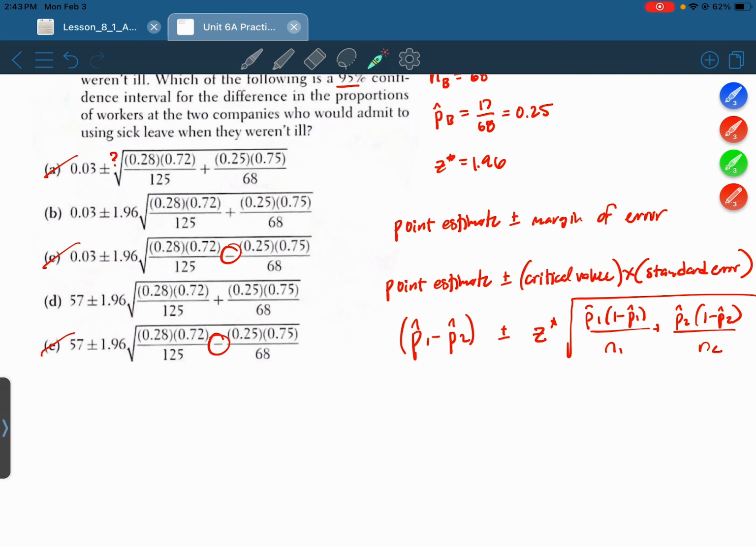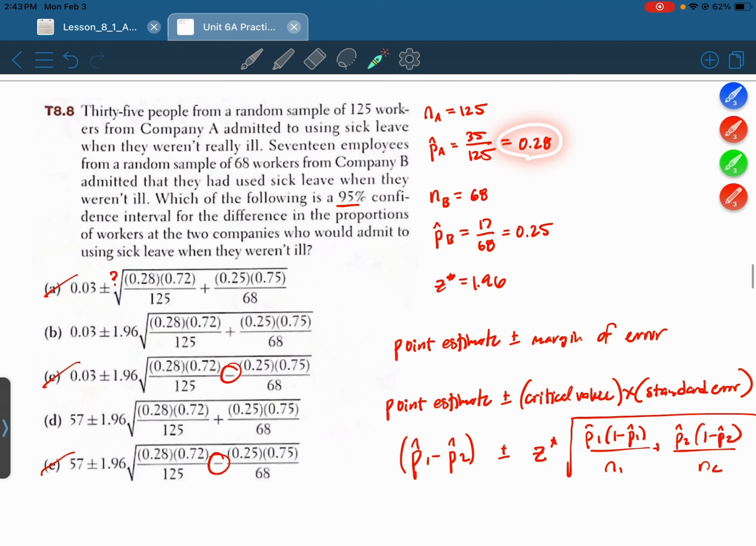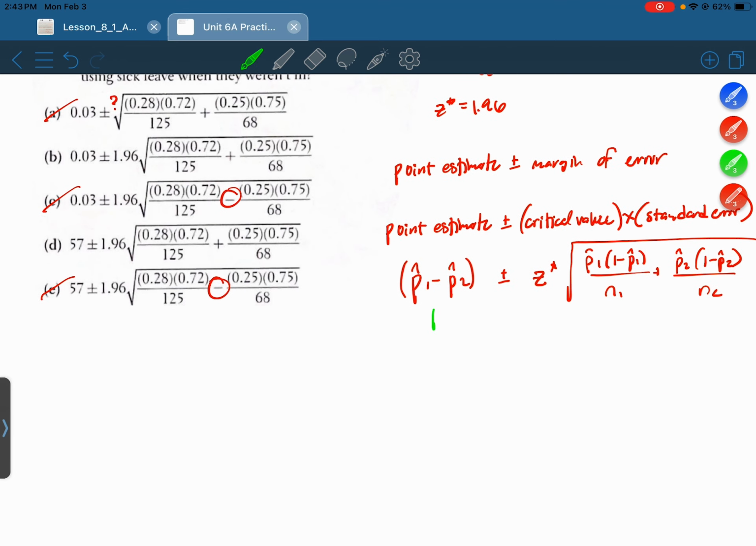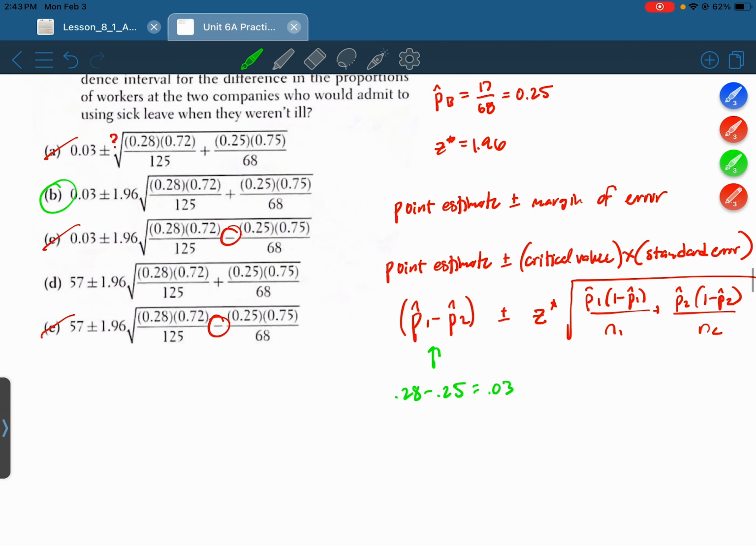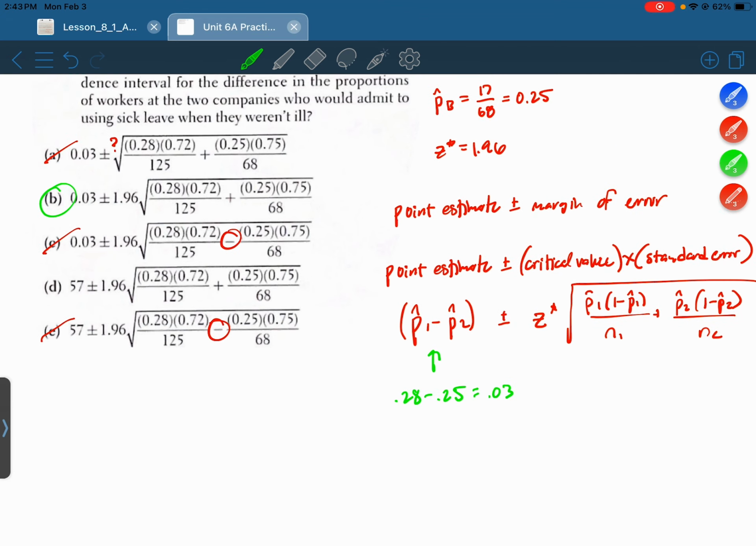Now the main difference between B and D is that B has 0.03 as the point estimate, and D has 57 as the point estimate. The point estimate is P hat 1 minus P hat 2, so that's going to be 0.28 minus 0.25, which is 0.03. So that means that B is the correct expression. You don't have to actually compute it, you just have to identify what the formula looks like with the numbers plugged in.